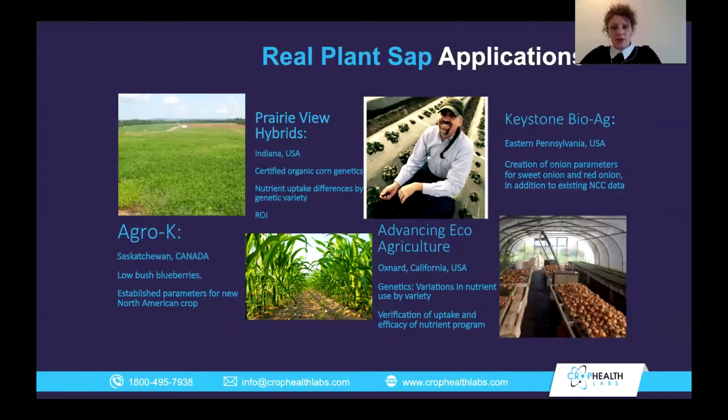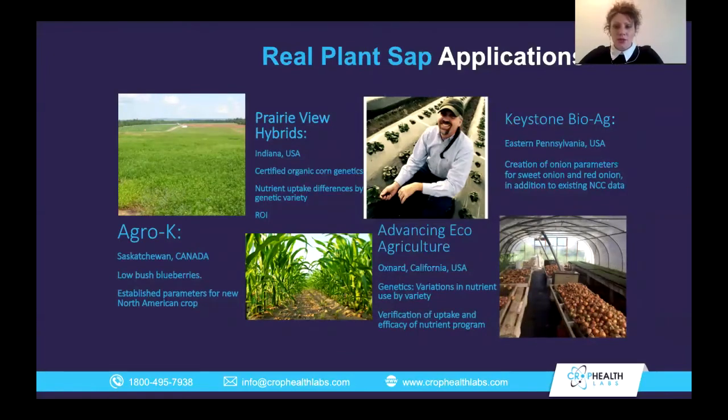Advancing Eco Agriculture, here's a strawberry field in Oxnard, California. One of their clients does genetics, and again, they wanted to test the nutrient uptake and the return on investment for these different types of varieties. We're also managing indicators of plant health, and by doing that, indicators of plant distress, by using Plant SAP analysis.